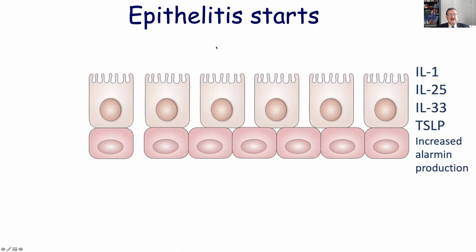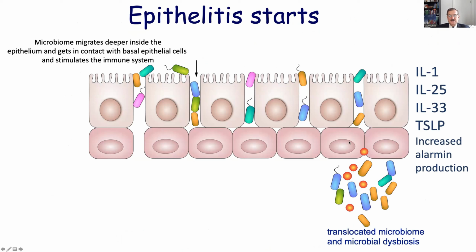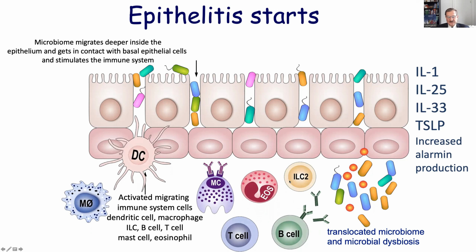The first thing that starts when we are exposed to these environmental substances is epithelitis. Epithelitis shows together with migration of the microbiome deeper, and also translocation of some of the microbiome. At the same time, this irritated epithelium starts to make interleukin-1, interleukin-25, interleukin-33, and TSLP. TSLP is available now as a treatment modality for asthma. This increased alarmin production invites the immune system as close as possible, and then inflammation starts. This inflammation is together with neuroimmune interactions, and the activation thresholds of mast cells and dendritic cells are also regulated.